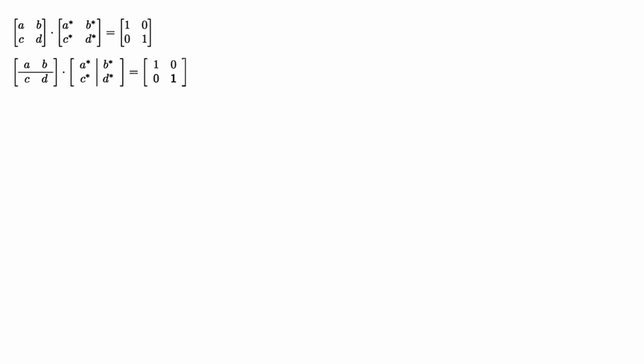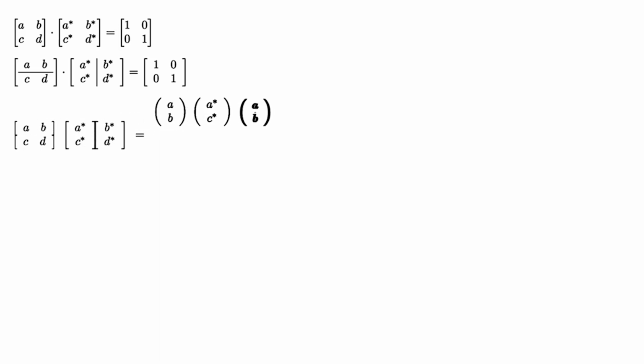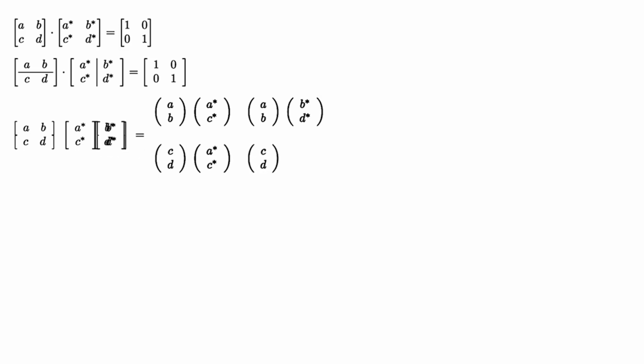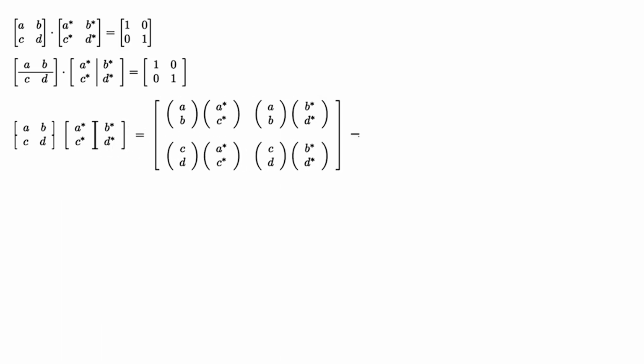So if we're multiplying [a, b; c, d] times [a*, b*; c*, d*], our first row vector would be (a, b), our second row vector would be (c, d), our first column vector is (a*, c*), and our second column vector is (b*, d*). To get the first element of our product, we get (a, b) times (a*, c*). Our second element would be (a, b) times (b*, d*), and our third element would be (c, d) times (a*, c*). Our last element would be (c, d) times (b*, d*).